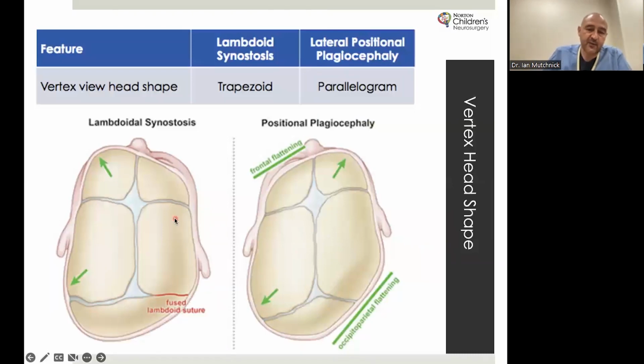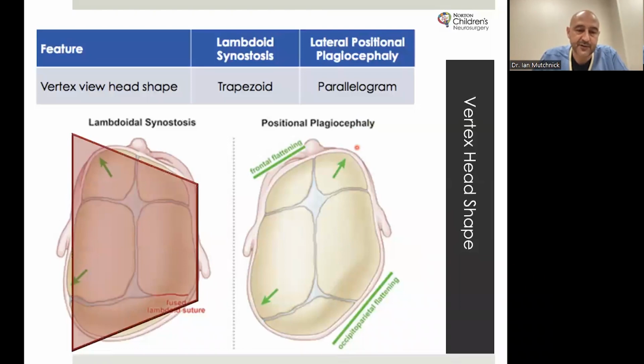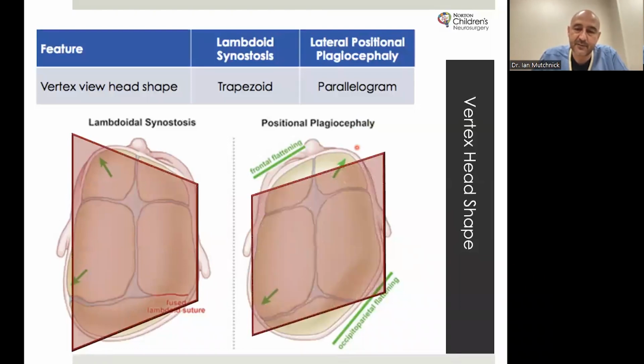You can see here with lambdoid synostosis, it's growth restriction. So it's ipsilaterally, the forehead has been pulled back. So this is a trapezoid. Here, it's a parallelogram. Everything has been shoved forward. There's a trapezoid, and there's our parallelogram. So looking down on top of the kid to see which way the ear seems to have moved, if at all, in relationship to the flattening in the back of the head is a big part of this exam.